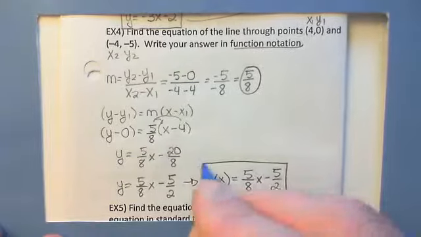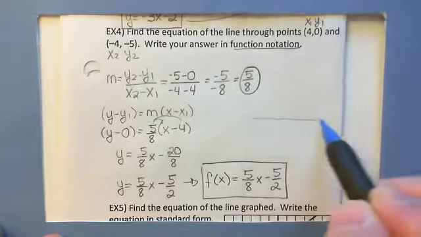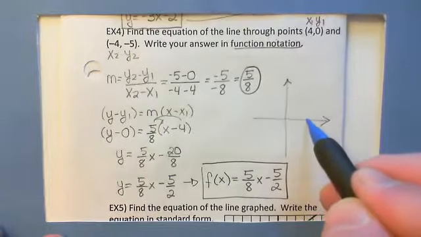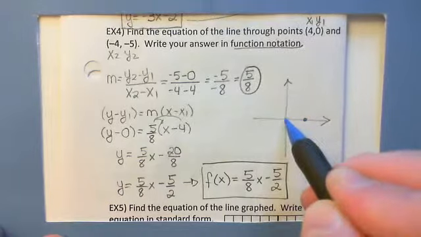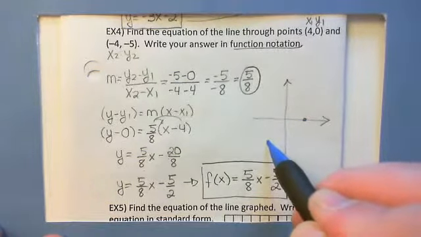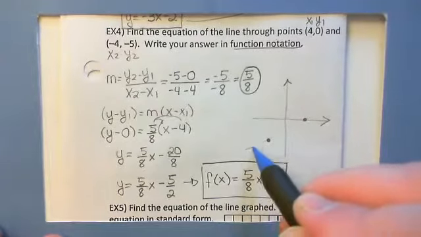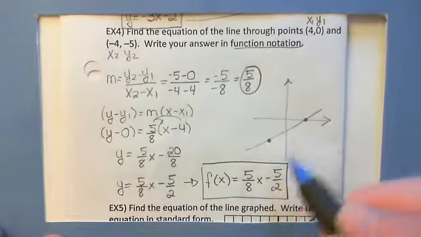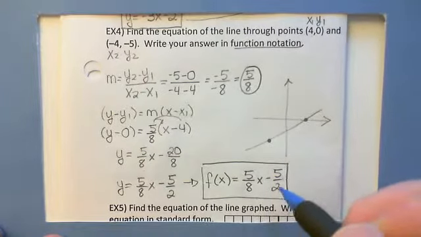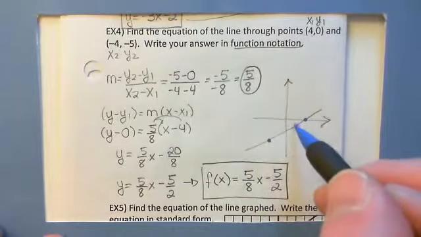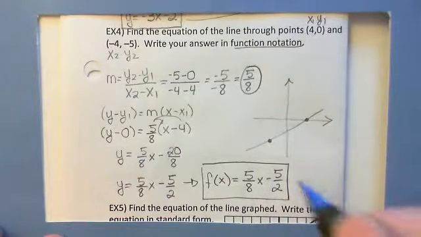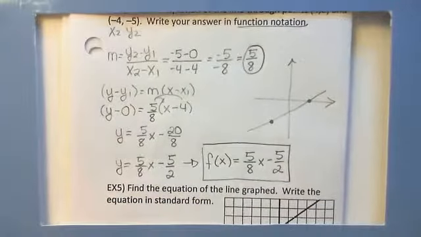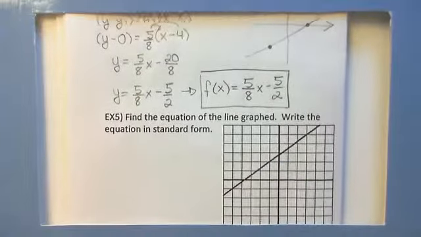Okay, so let me do a little sketch over here. So basically what we just did is we had 2 points, (4, 0) and (-4, -5), and we found the equation of the line that connects these 2 points, and we found out that the y-intercept is going to be -2.5, right, because 5 divided by 2 is 2.5, and we have a slope of 5 over 8. Okay, so basically that's exactly what we did. Remember, you don't have to do the graph. I'm just doing it to illustrate what is happening.